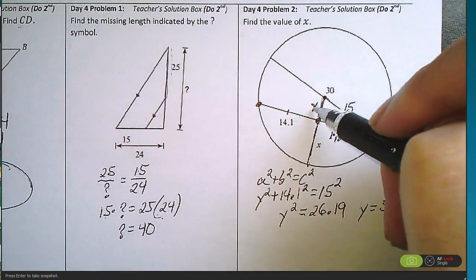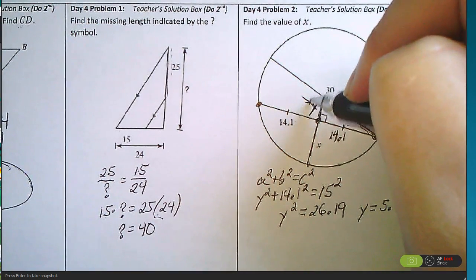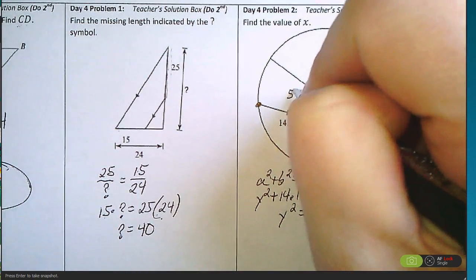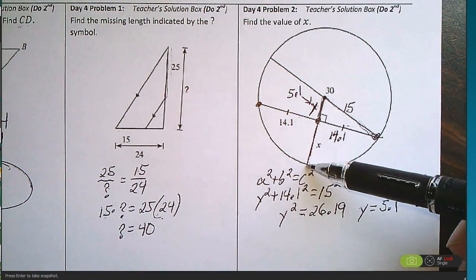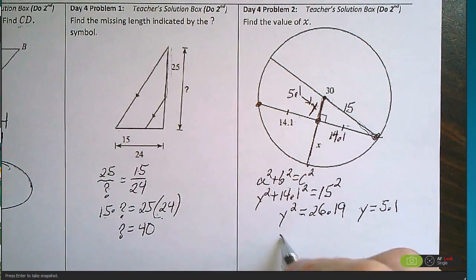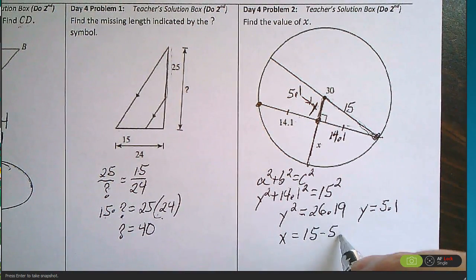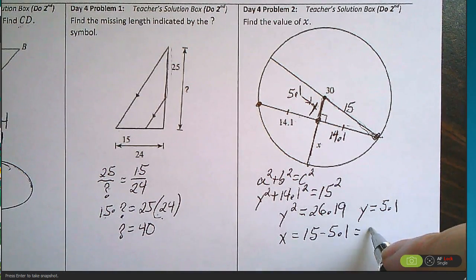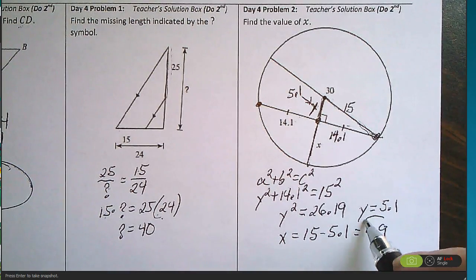So we're not done yet. What we have figured out is that this distance right here, where we had put the letter y, is 5.1 units. The other thing we know is this entire radius is 15. So to get x, we can go 15 subtract 5.1, and that is about 9.9. So we have found the value of x.